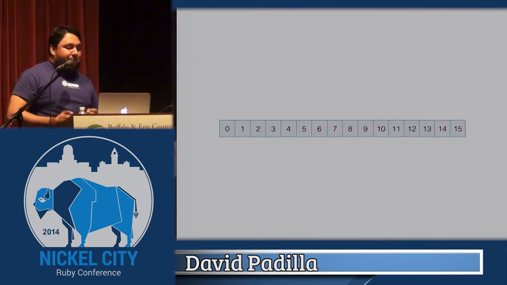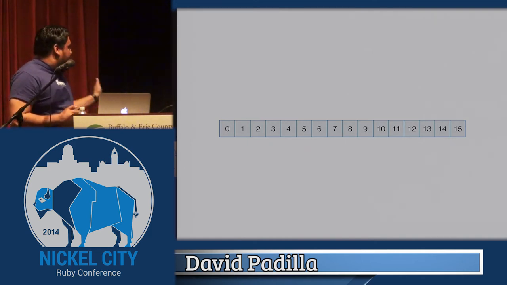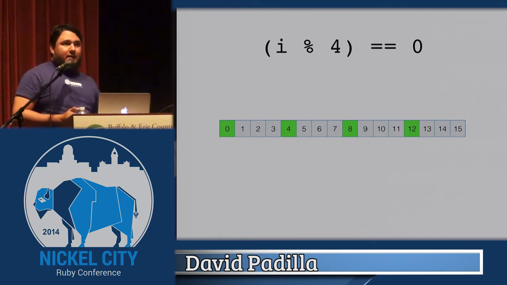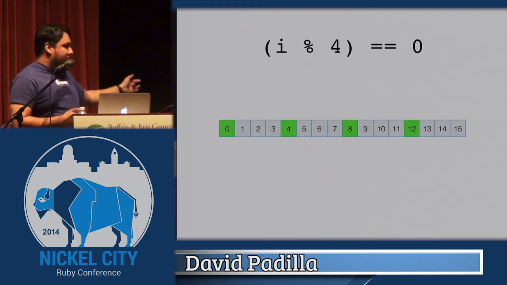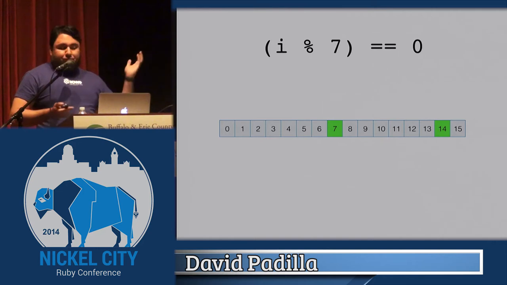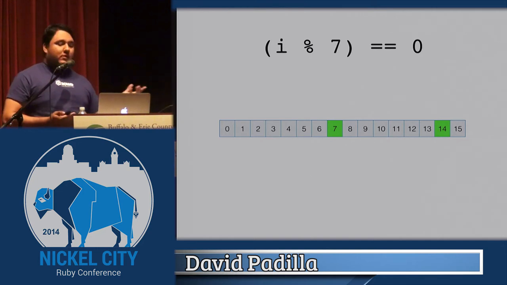So it looks something like this. Let's say, at least this is the way Banjo works, you have a sweeping counter that goes from 0 to 15 all the time. And then if you want to play a note only on a certain pattern, you do something like this, right? Like if i modulus 4 equals 0, then play the note. So in this case, only the green ones will play and the other ones will be totally silent. Same if you change it to 7 and so on.